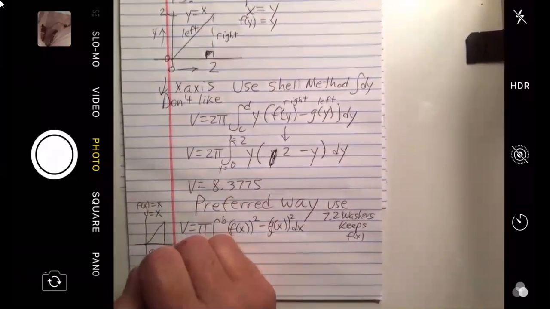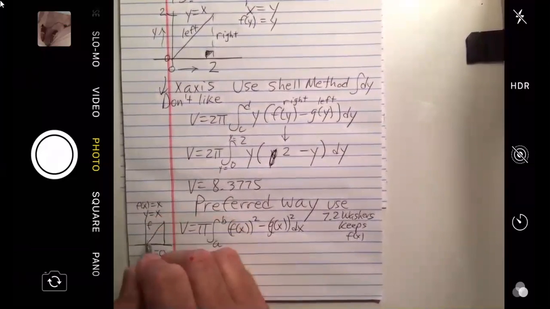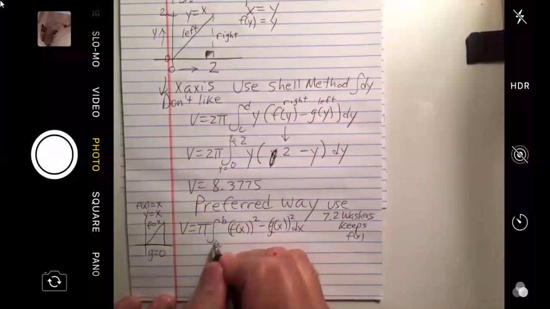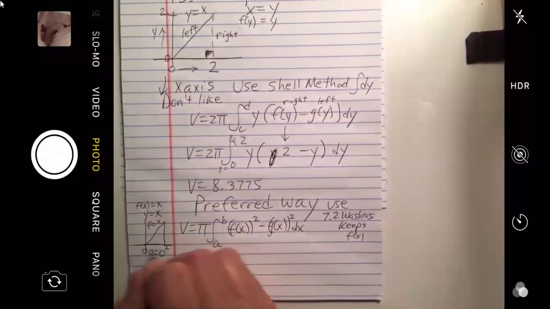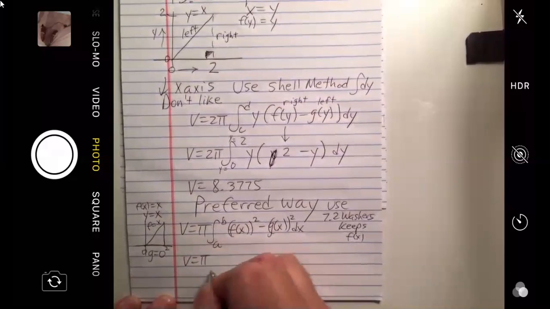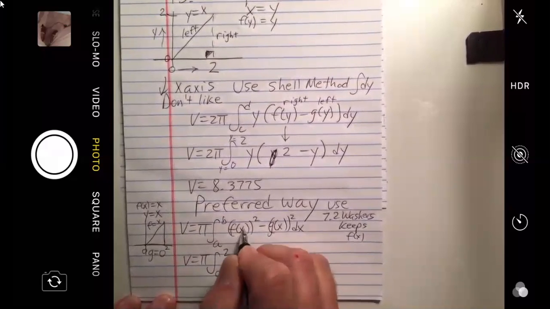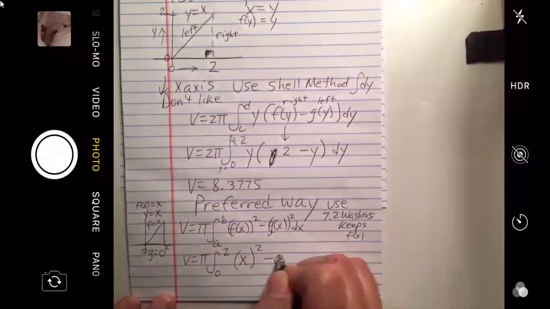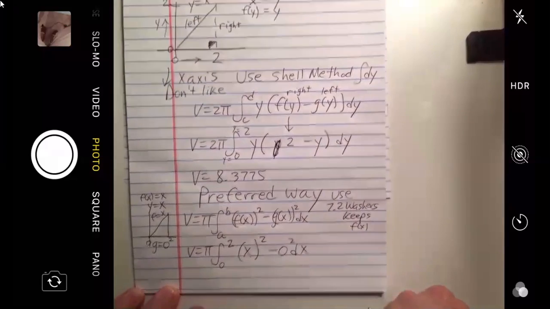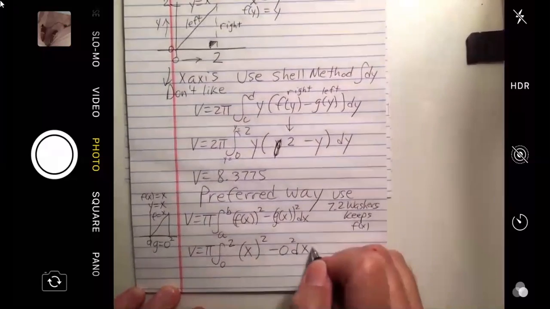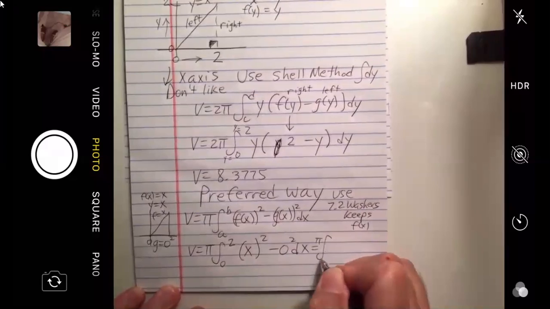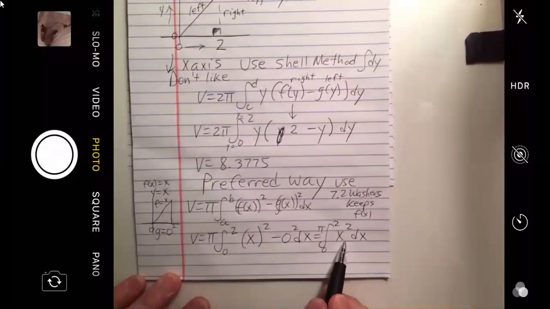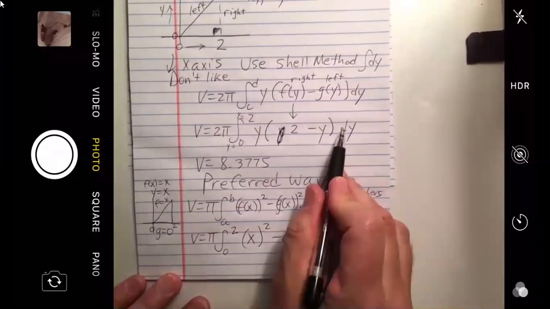G is 0. So this is your f equals x. Your g is 0. You're still going from 0 to 2, but horizontally now. Integral from 0 to 2, you'd have x for f of x, and this goes in as squared minus 0 squared dx. In effect, integral from 0 to 2 of x squared dx. So this looks completely different from this.